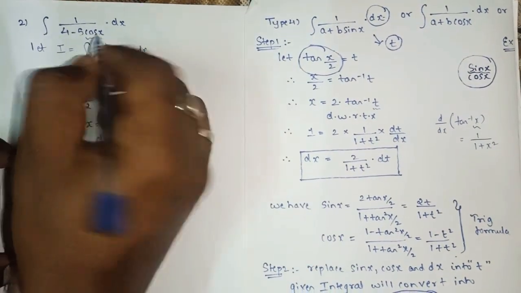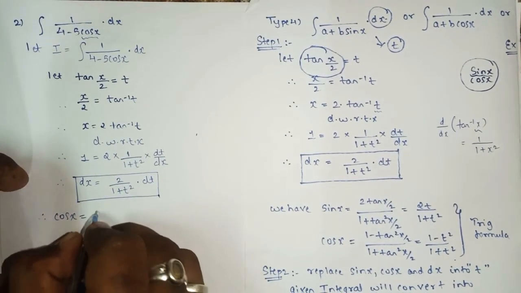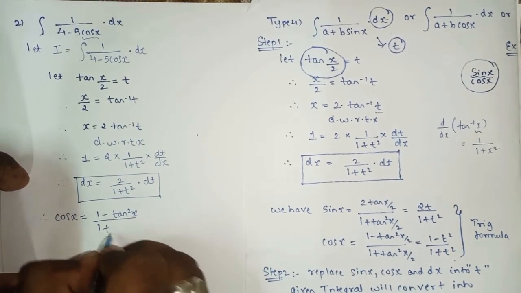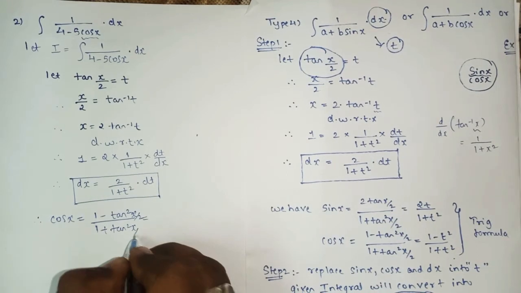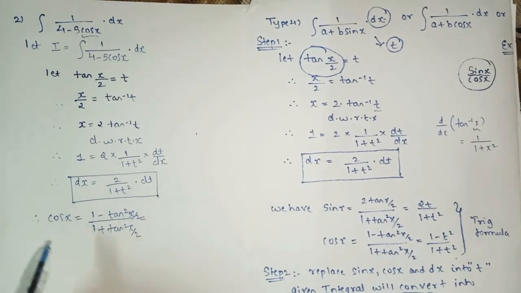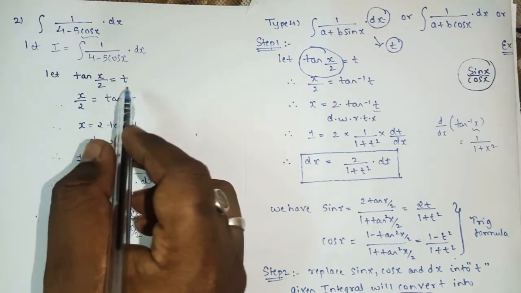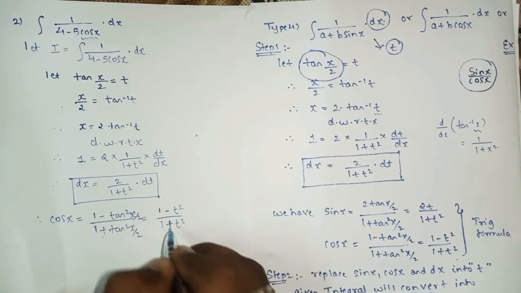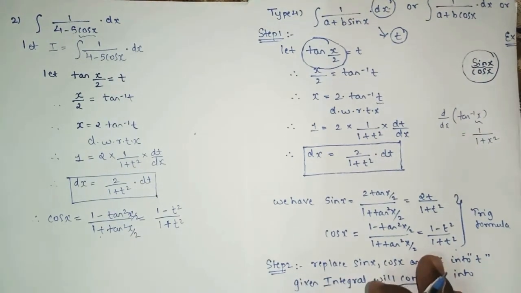As for this question, here we have cos, so we'll write only cos x. The half of the angle formula is cos x equals 1 minus tan square x by 2 upon 1 plus tan square x by 2. As tan x by 2 is t, we'll write here 1 minus t square upon 1 plus t square. Yes or no? I hope you all understood till here.